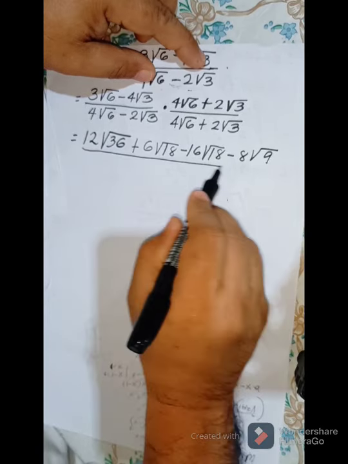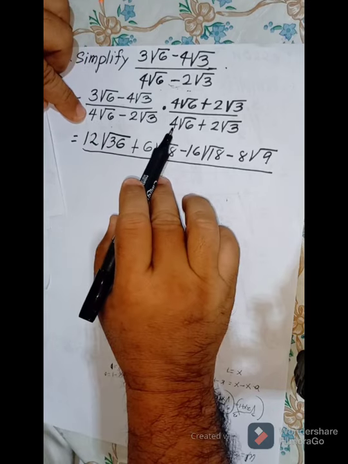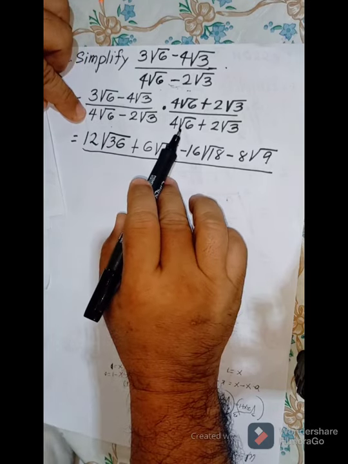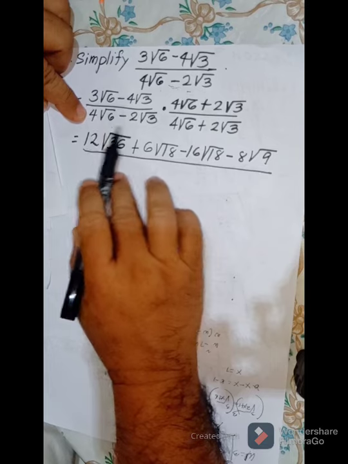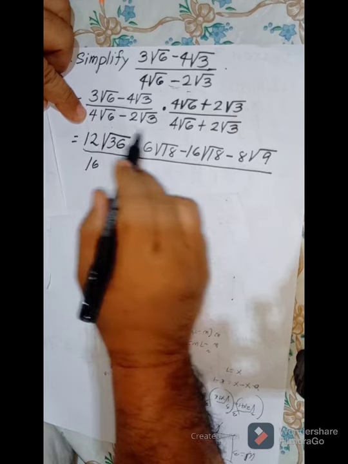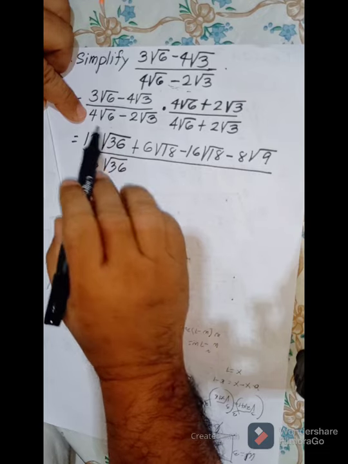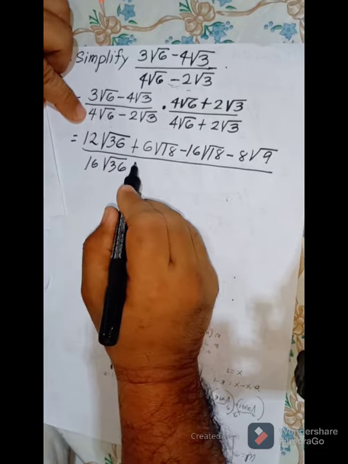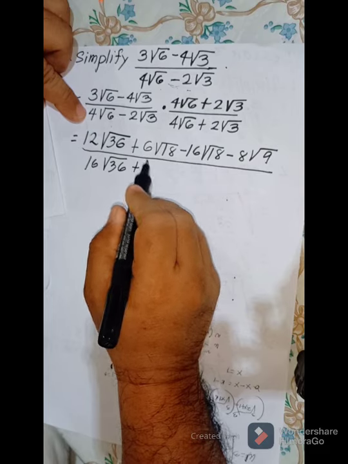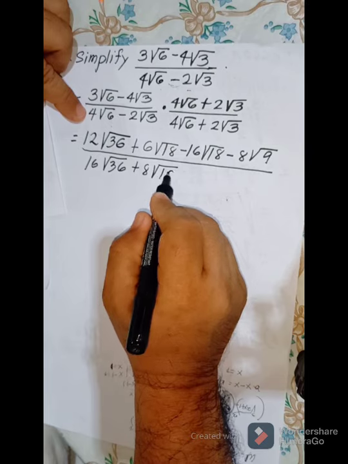For the denominators, we have 4 square root of 6 times 4 square root of 6. This is now the F, the first terms. So we have 4 times 4, 16. Square root of 6 times square root of 6, square root of 36. Outer terms, 4 times 2 is positive 8. Square root of 6 times square root of 3 is square root of 18.